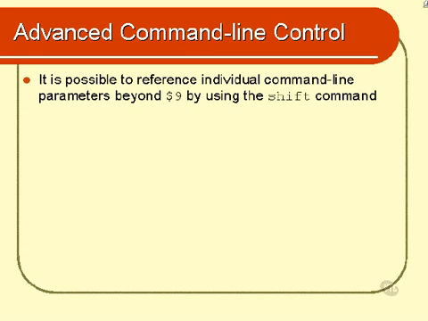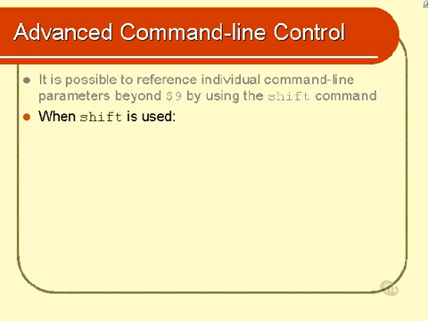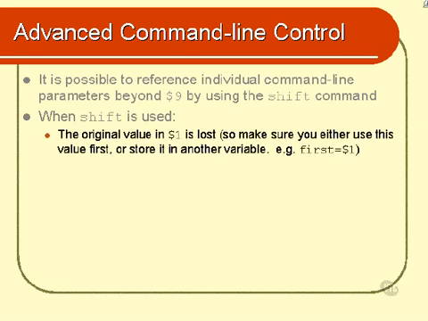It works like this. When you call the shift command just by itself, just the word shift on a line by itself, the following things happen. Whatever value you happen to have in $1 is lost. It's just gone. So if you actually wanted to use that value, you would probably want to copy it into another variable before you call shift. In other words, you might say something like first equals $1. That stores the value of $1 away in the variable called first.